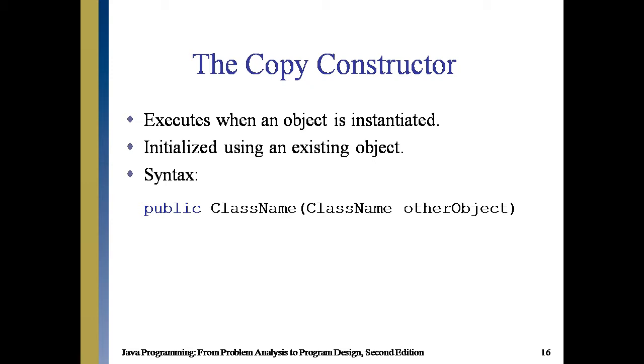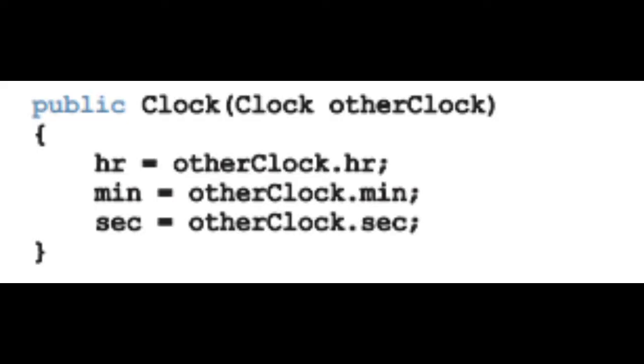The syntax of the heading of the copy constructor is public ClassName(ClassName otherObject). For example, the heading of the copy constructor for the class Clock is public Clock(Clock otherClock). The definition of the copy constructor for the class Clock is public Clock(Clock otherClock) { hr = otherClock.hr; min = otherClock.min; sec = otherClock.sec; }.